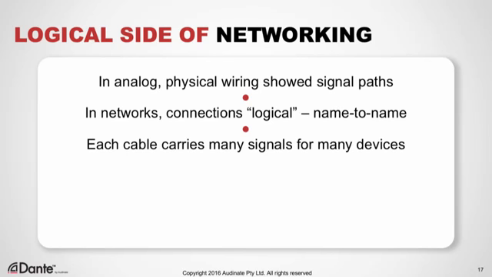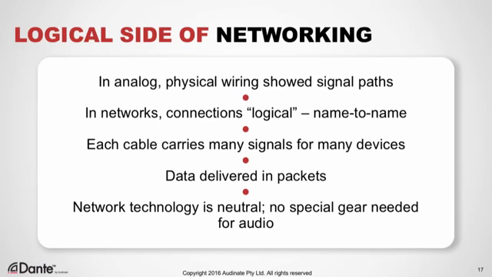Network cables are carrying lots of signals for lots of different devices. The wiring doesn't tell you what the signals are or where they're going. Networking delivers data in packets that are addressed and sent to destinations, and that data is reassembled at the destination. Modern networking technology is neutral to the type of data being transported. There's no need for special audio networking equipment. Ordinary IP gear is absolutely fine.